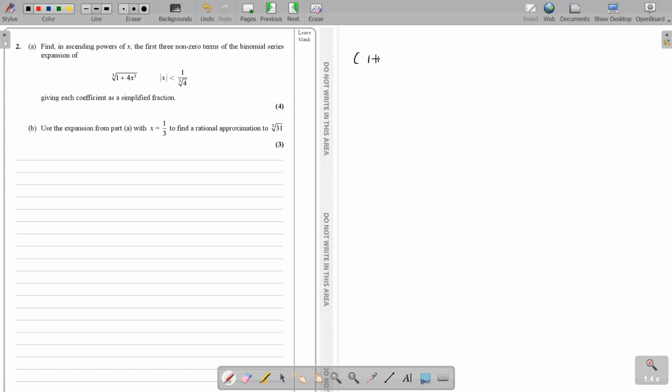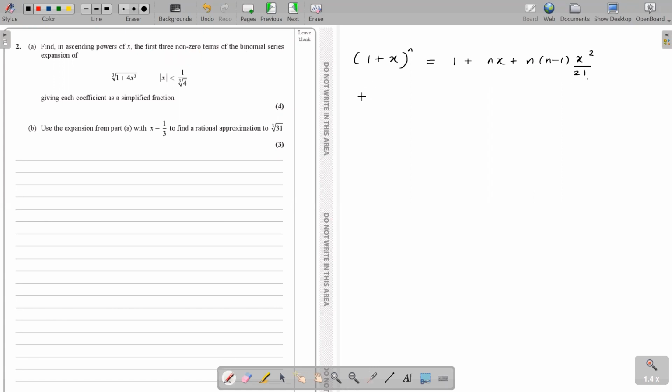Now, the first thing is you need to remember this equation, the expansion of 1 plus x to the power n. So, what is the expansion? It's 1 plus nx plus n into n minus 1 x square over 2 factorial. How far do they want us to go? They want us to get the first three non-zero terms. So, I have here 1, 2, 3 non-zero terms.